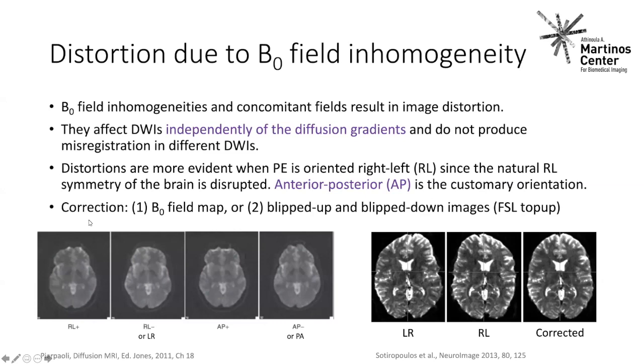To correct this distortion, we can either acquire a B0 field map or acquire flip up and flip down images. And then we can use FSL topup to correct this artifact. So what does flip down mean? It means that we can acquire the B0 image, a non-diffusion weighted image, in the left-right direction and also the right-left direction. And then we can use these two images to estimate the B0 field map and correct the image. Another common way is AP and PA.